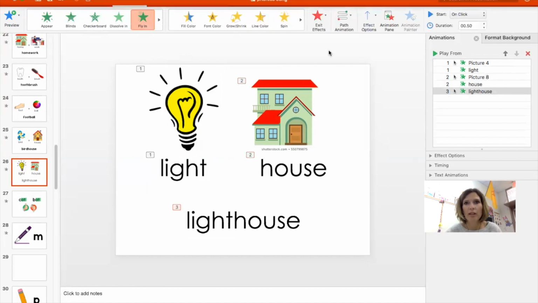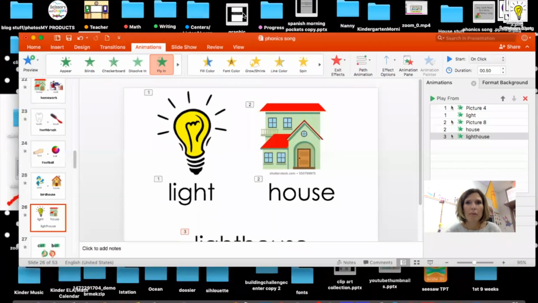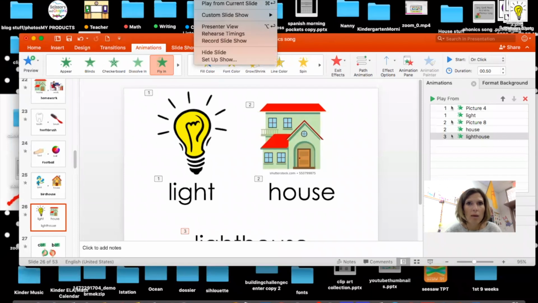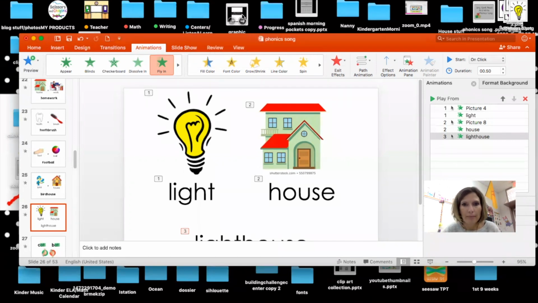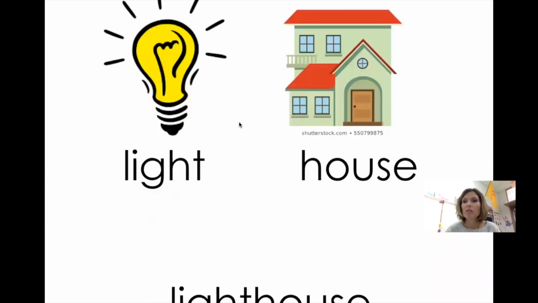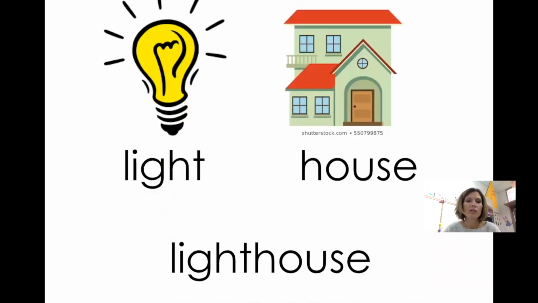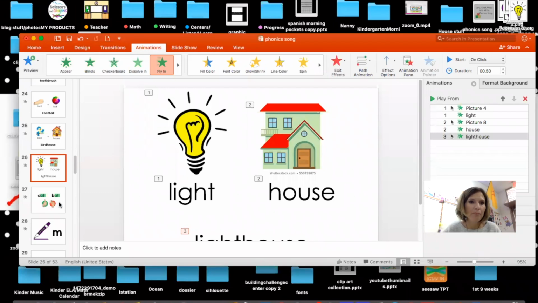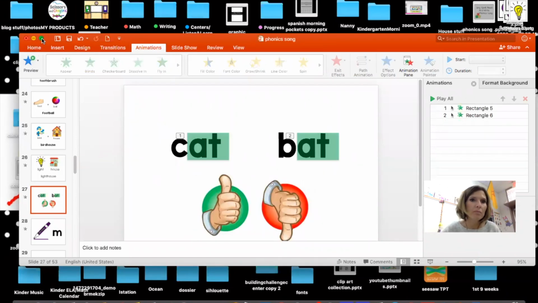So let me show you how that looks. Hold on. I've got to minimize it because my little record button gets in the way. So from current slide, say I'm on this one, the lighthouse. So that's how you build something like that. Now let's look at this one.